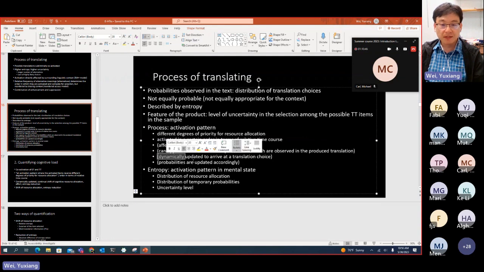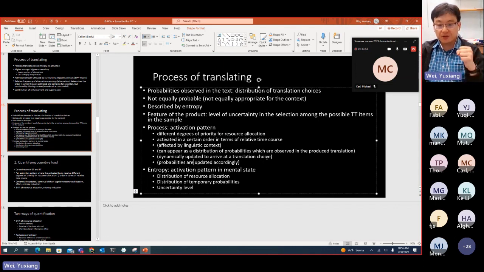In the subsequent mental processing, this activation will be dynamically updated to arrive at a translation choice. So when all these items are activated, and as these items come into competition for selection, the translator would likely evaluate these options and consider some contextual factors and receive additional information input, so that some options would become more likely than others and some other options would become less likely. And that means this pattern would be updated and the probabilities associated with that pattern would be updated accordingly.